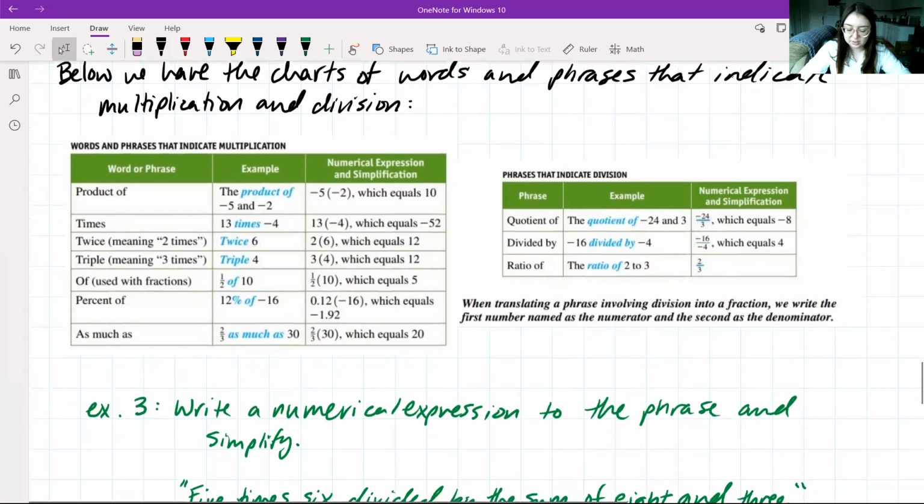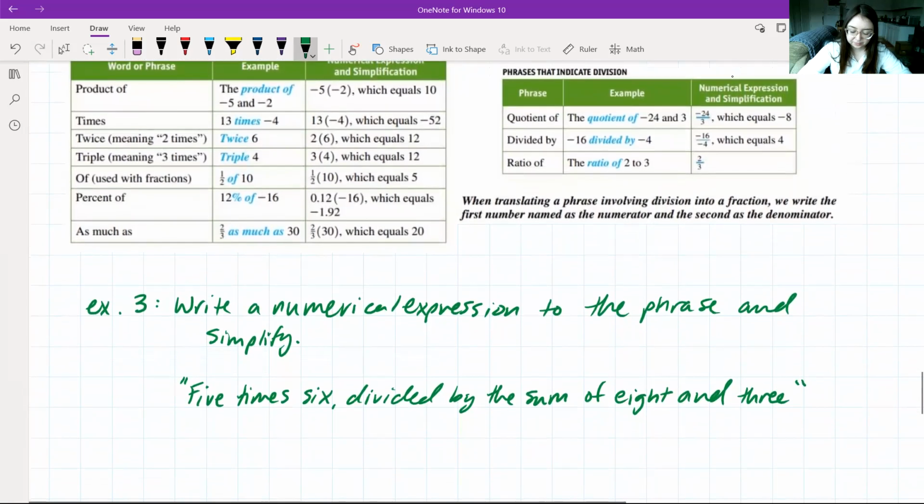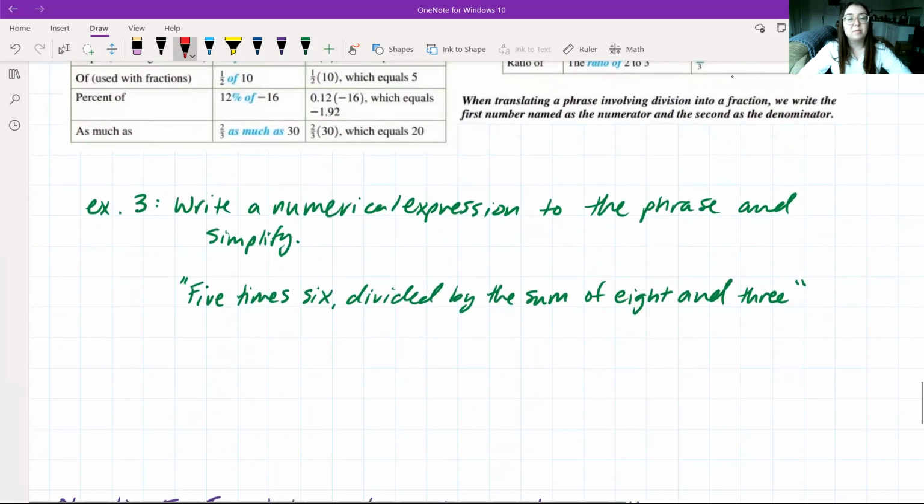So, all right, let's do an example. Example 3 here, we want to write a numerical expression for the phrase, and then we want to simplify. Our phrase is 5 times 6 divided by the sum of 8 and 3. So we have quite a few things going on here. Let's mark up our phrase.